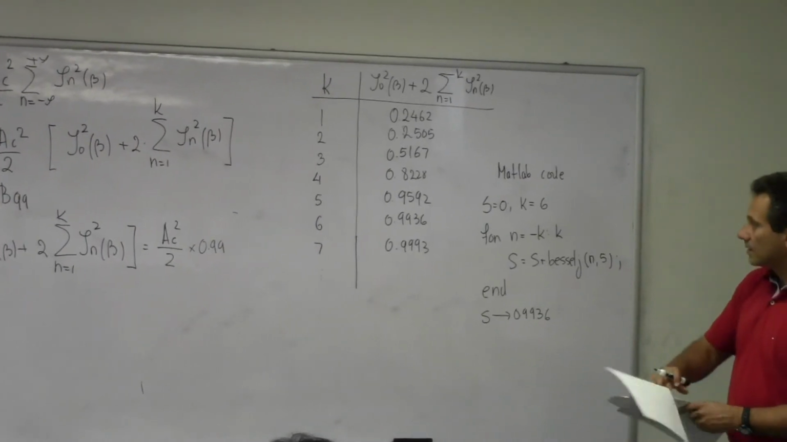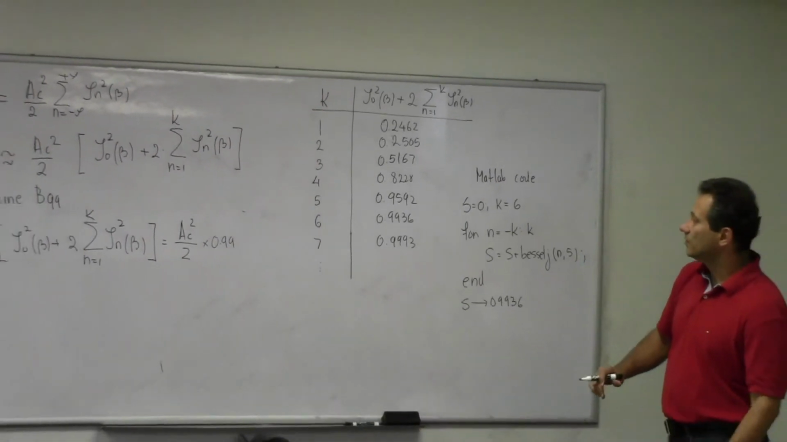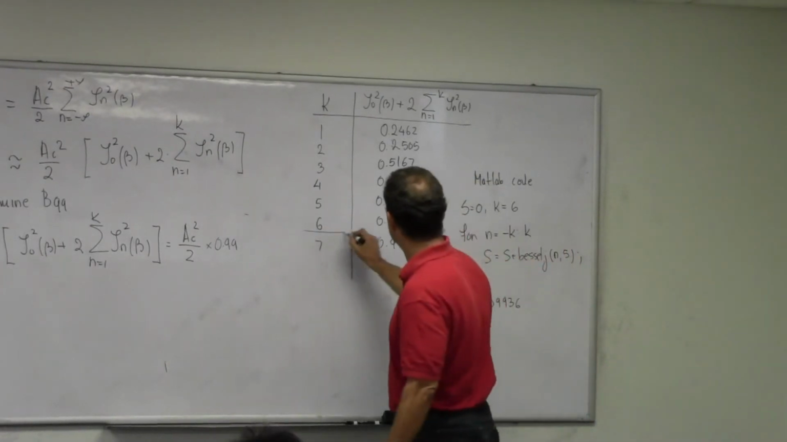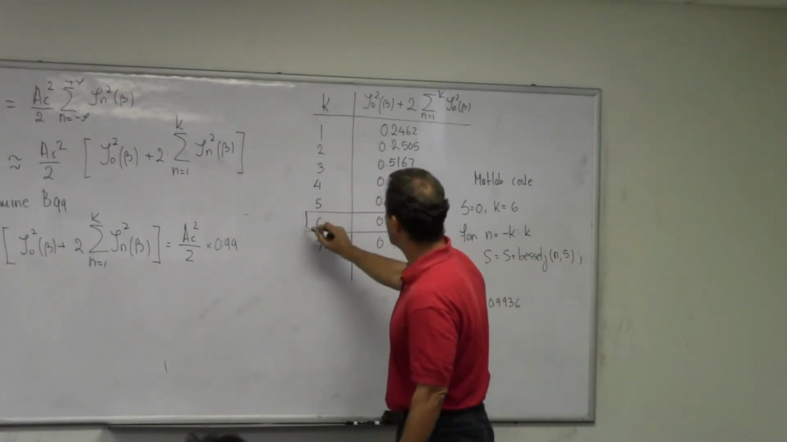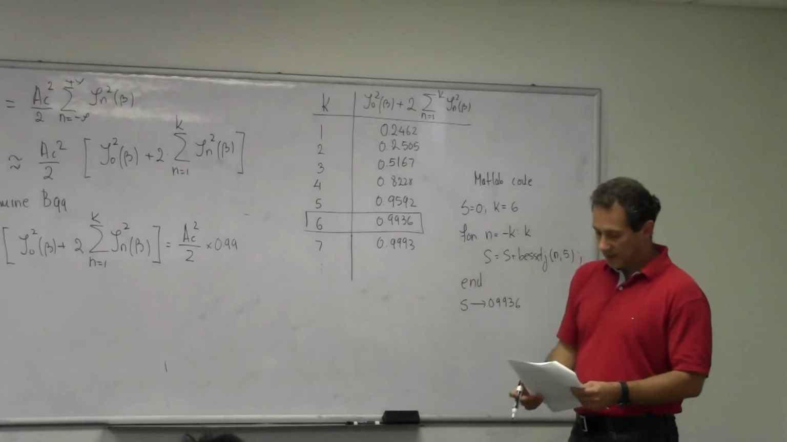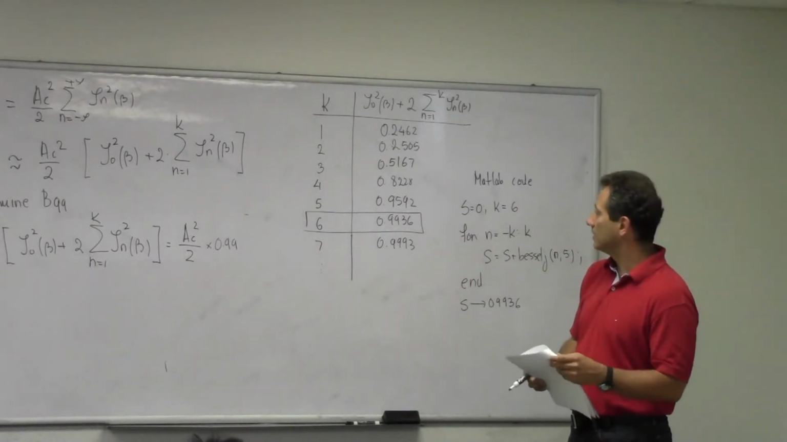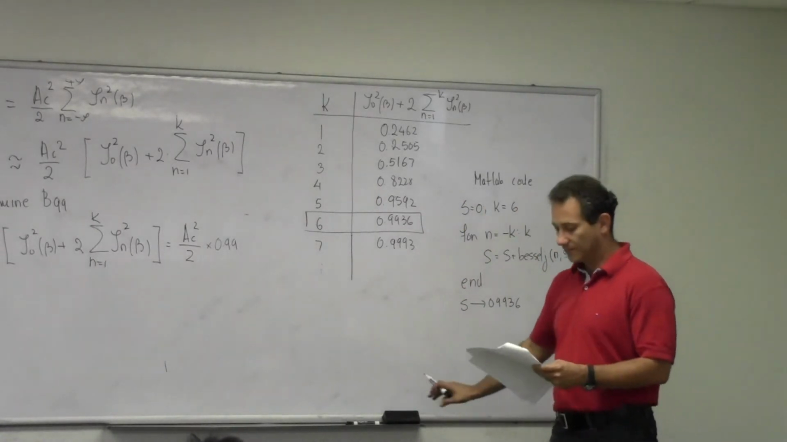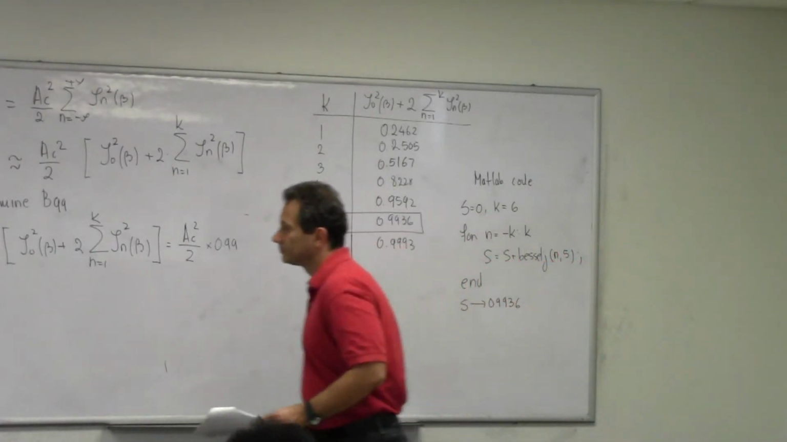All right. So the answer is what? The answer is 6. If I take the 6 components on each side, I'm going to get 99% of the power. Let me sketch this.